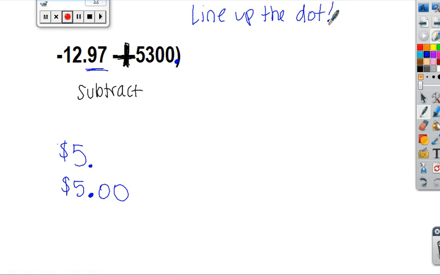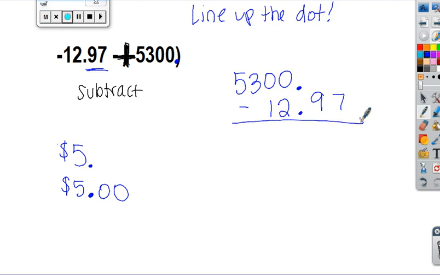Now, the other trick really comes into play with these negative numbers more so. Whenever you are subtracting, the one with the higher absolute value needs to go on top. So I'm going to put 5,300 decimal on top. Then underneath that, I'm going to put the 12.97. Now remember, it's really important to line up the dots, which is why I have it lined up here. Now I can't take away 9 from nothing, so I put in my placeholder zeros.